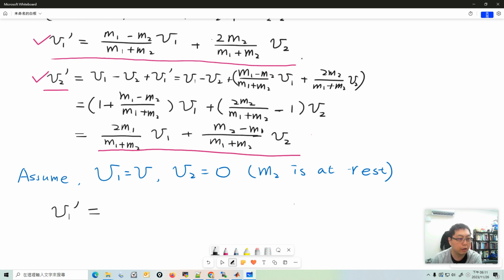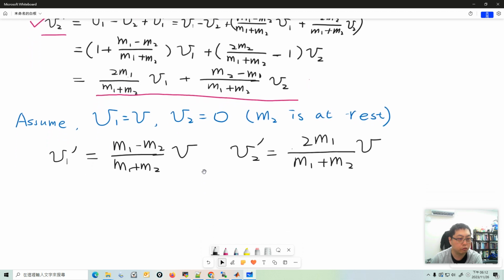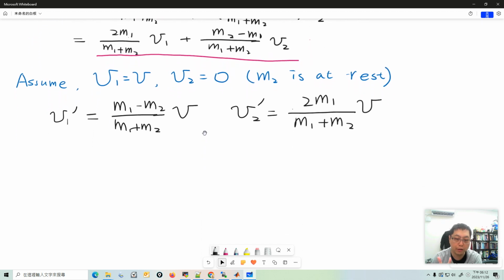So v1 prime: because v2 is 0, this term must be 0, so we can ignore it. We just focus on the first term, (m1 minus m2) over (m1 plus m2), times v. And what's v2 prime after collision? Since v2 is 0, it's 2m1 over (m1 plus m2), times v. And we have three situations, because we have three videos on the Moodle.